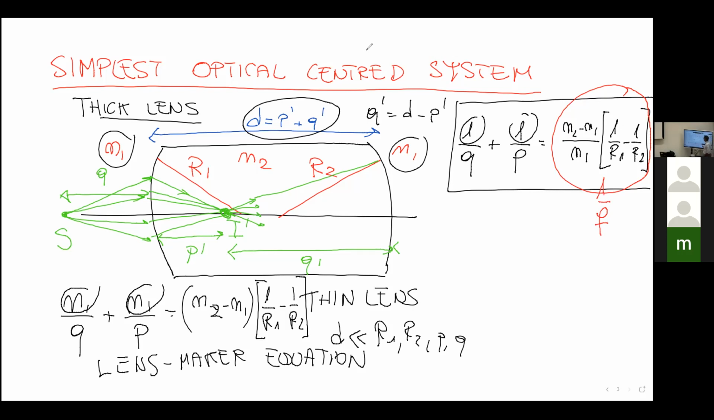You do not understand this formula, you call it the inverse of the focal length. And so the thin lens equation can be written here. Let me create a new page.